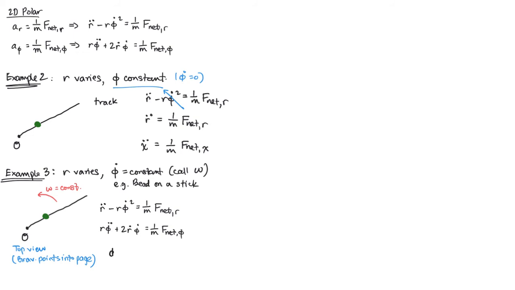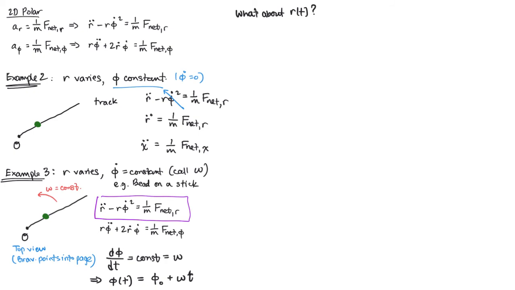We know d phi dt is a constant, which we're calling omega. If that's true, then we know phi of t is a linear function of time, which is the starting position plus that angular velocity times t, omega t. What we really want to do is find r of t. And how do we find r of t? Well, we focus on the radial equation.